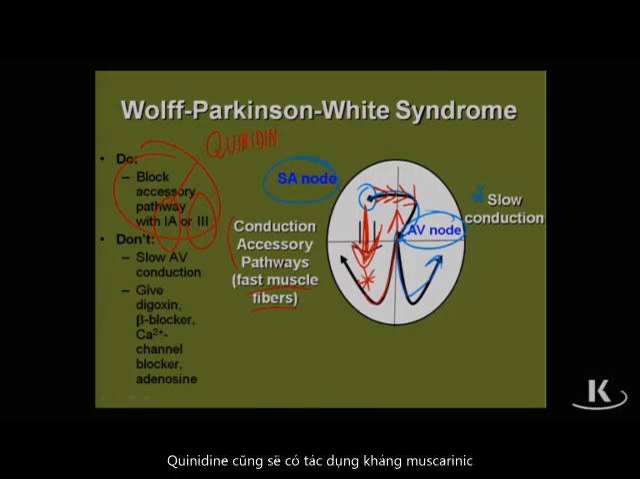Quinidine will also have anti-muscarinic effect. Recall that this is an effect that speeds up conduction in the AV node. And as such, we'll try and make the pathway that is nodal, that is physiological, predominant. At the same time, quinidine will block the action potential by decreasing phase 0 in the fast response fibers in the conduction accessory pathway. You could have used amiodarone or so chronically to do the same job.